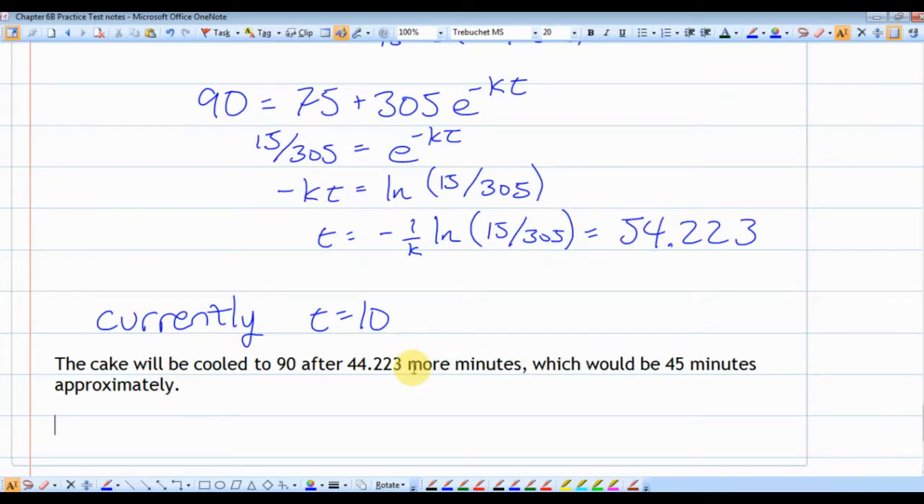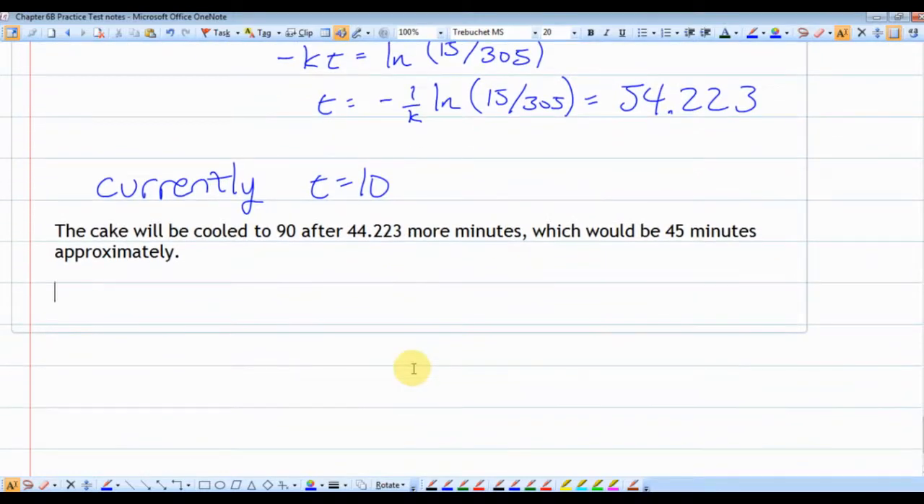Okay. It's pretty good for question number 3. Let's take a look at question number 4. Actually, do you have any questions on that?